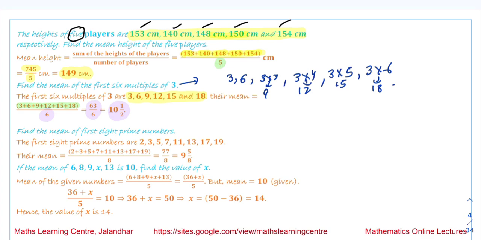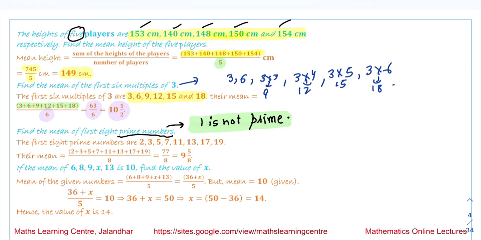Now next is find the mean of first 8 prime numbers. Now one important thing about the prime numbers is that 1 is not prime. This thing you must remember, that 1 is not a prime number, and we have already seen this definition in our first chapter also, that prime numbers are those numbers which have exactly 2 factors, and 1 has only 1 factor.